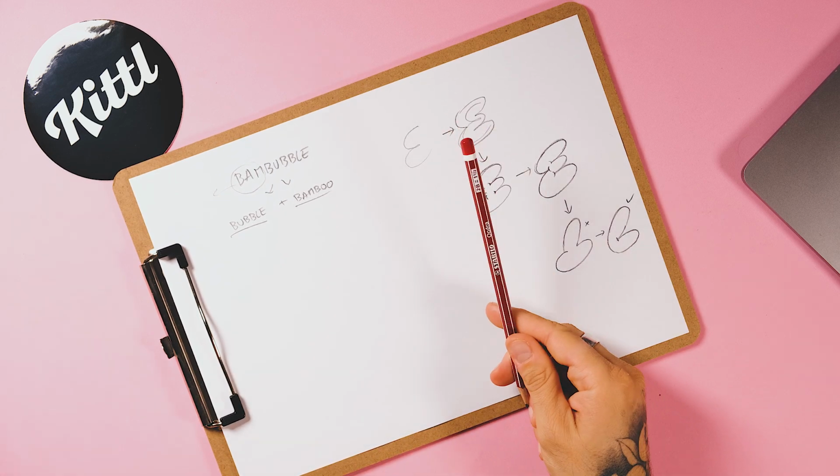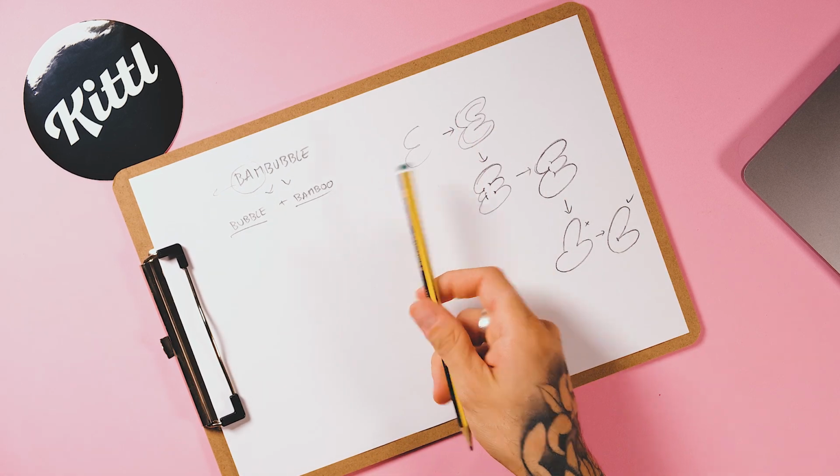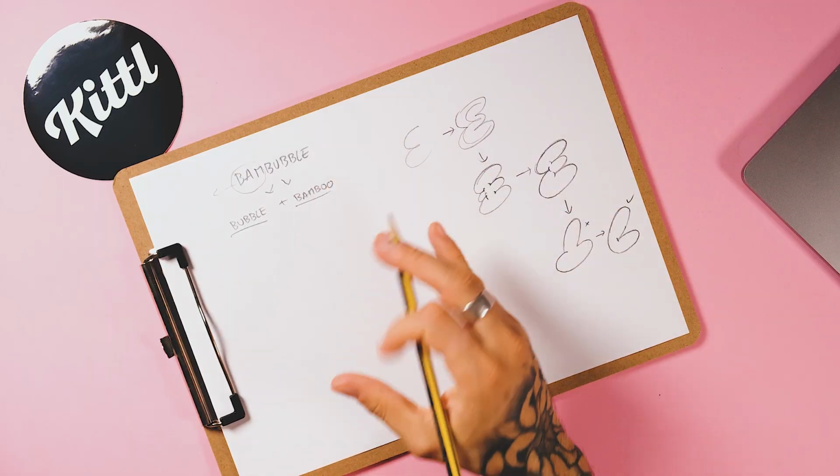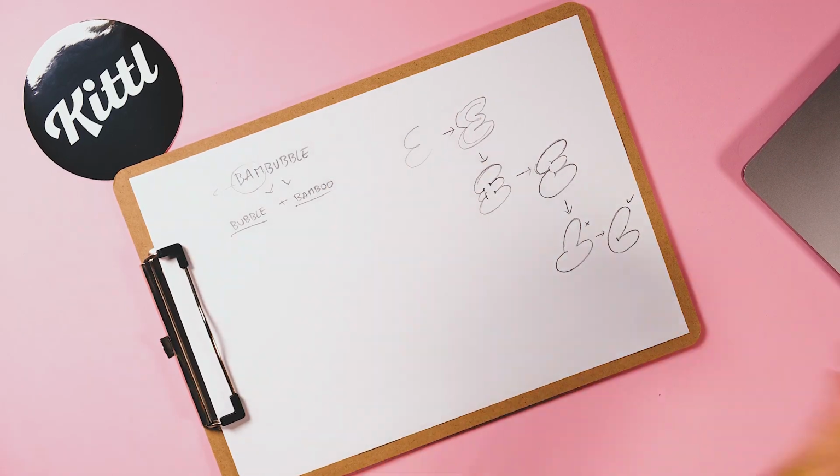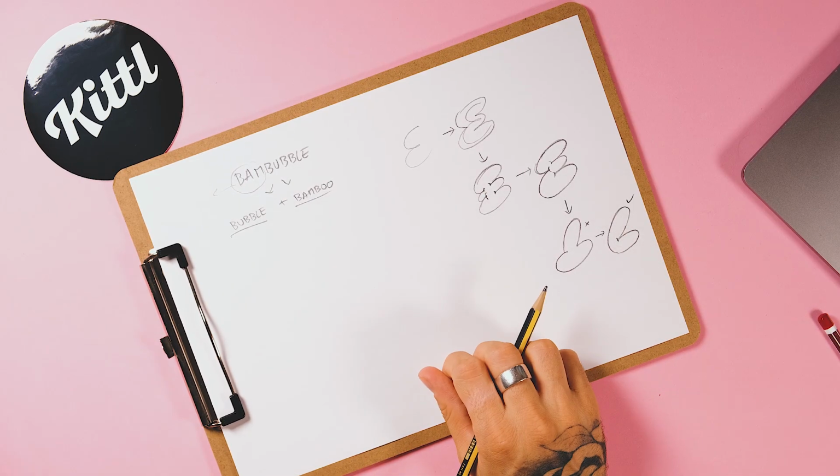Now, instead of using the 2B, I'm gonna use the 2H, so I don't mark it that harshly and I can erase better. And then after, I'm gonna go with the 2B and take a photo of it and bring it to Kittl. So let's do it.